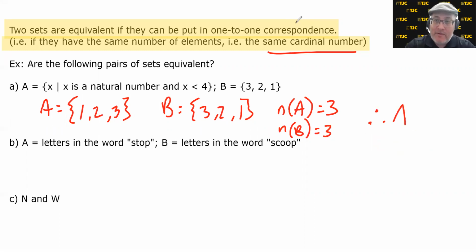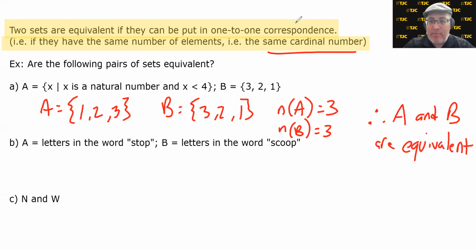Therefore, A and B are equivalent. Is there a symbol for equivalent? There probably is. It probably looks like this. But we're not going to go there because the textbook I'm using doesn't currently use that. But equivalent simply means that in this case, they have the same cardinal number, which is the same as saying that they have the same number of elements.